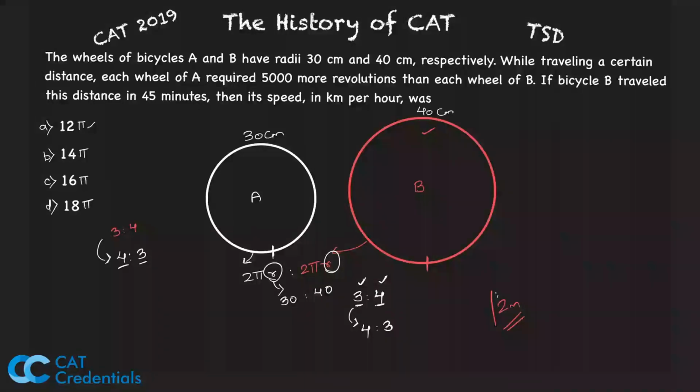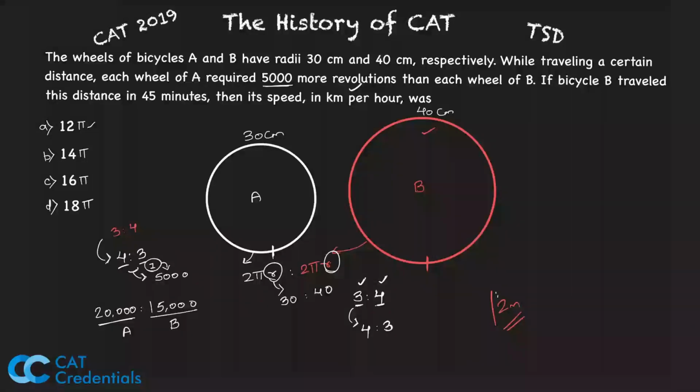Now I am being given that wheel A required 5000 more revolutions than each wheel of B, which means the difference between the parts of their ratio is given as 5000. The difference between their parts is 1 part. So 1 part is equal to 5000. So 3 parts is equal to 15,000, and 4 parts is equal to 20,000. Which means wheel A has taken 20,000 revolutions and wheel B has taken 15,000 revolutions, given the condition of this problem.